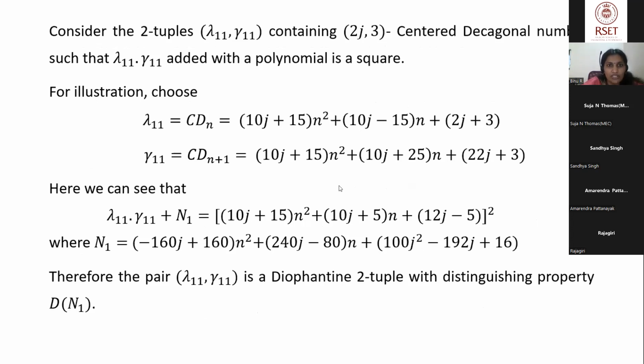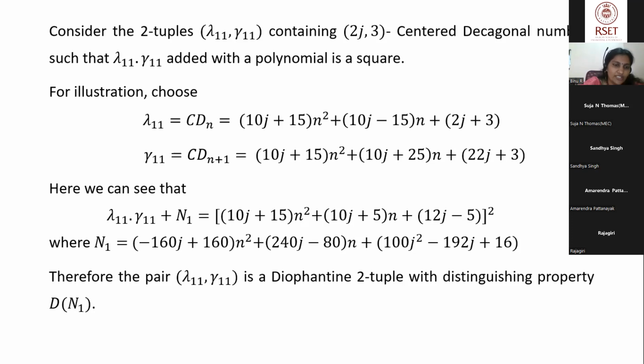Consider the two-tuple lambda11, gamma11 of centered decagonal numbers such that lambda11 times gamma11 added with a polynomial is a square. Lambda11 is equal to (10J plus 15)n square plus (10J minus 15)n plus 2J plus 3. Gamma11 is equal to (10J plus 15)n square plus (10J plus 25)n plus 22J plus 3.